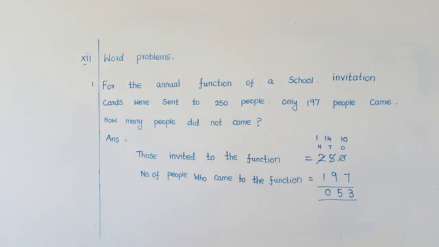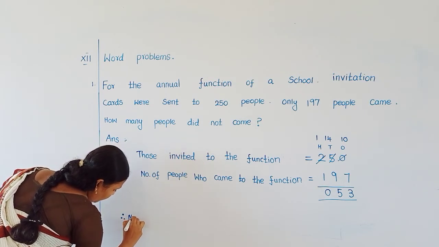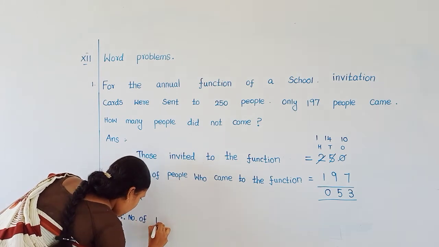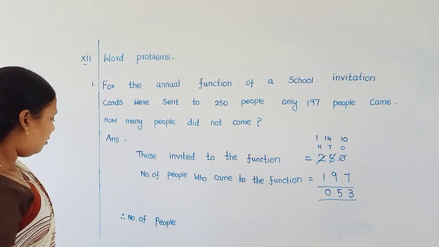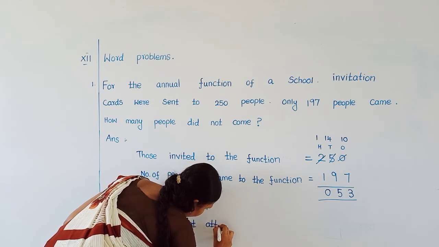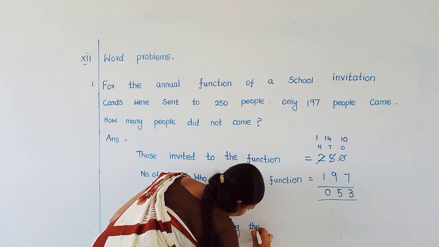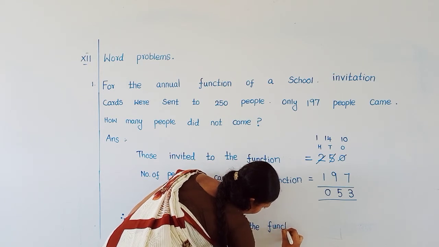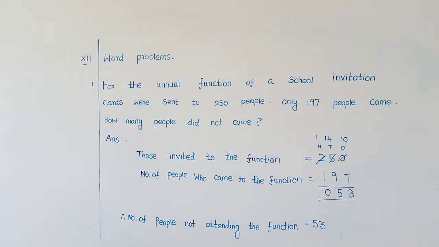Then number of people not attending the festival. You write it here, the last one. Number of people not attending the function is equal to 53. 53 people didn't come to the function.